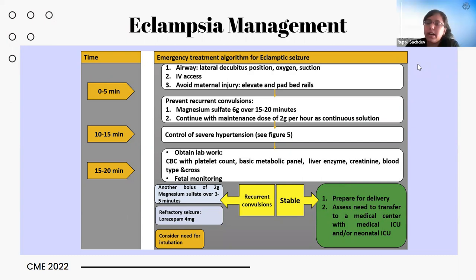Okay. Thank you, ma'am. So as ma'am mentioned, it's different if it is an ANC mother or if it's PNC. Now, if the patient is stable, if it's an ANC mother, you can prepare for delivery, or you might need to assess if the patient needs ICU care.